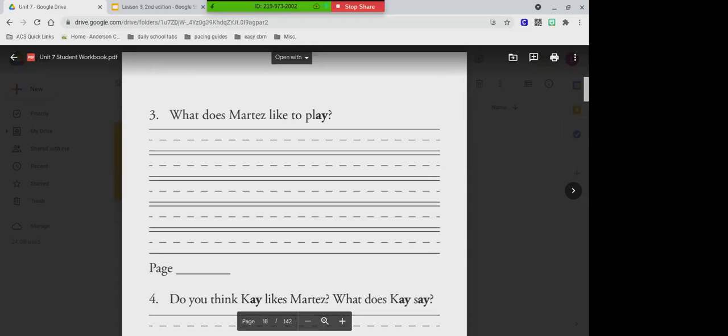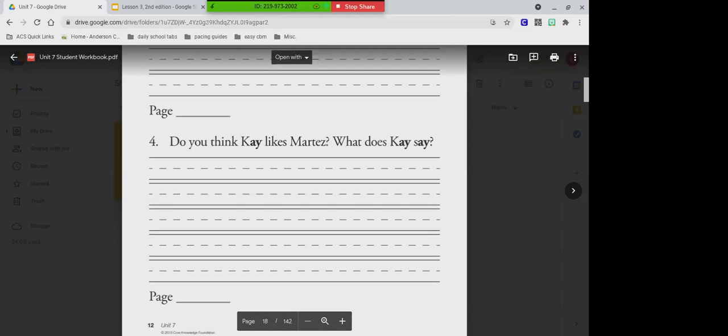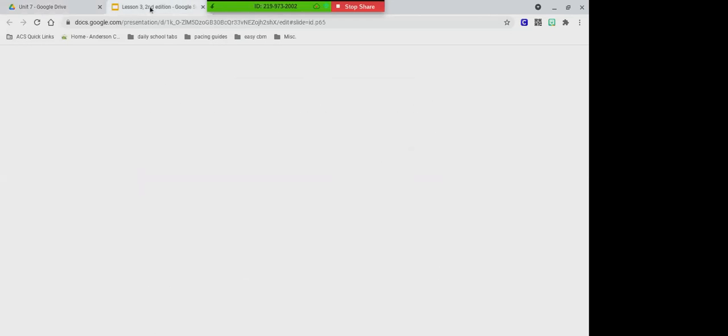What does Martez like to play? Ooh, they named 2 things in the story that he likes to play. Let's see if you can write them down on your paper. Number 4, do you think Kay likes Martez? What do you think? What does Kay say? It's a good question. All right, so let's go back to our slide.